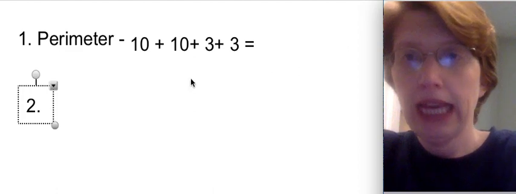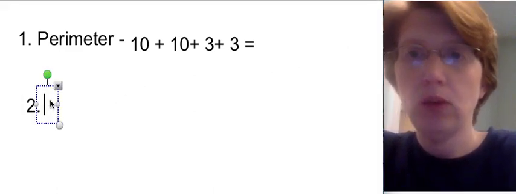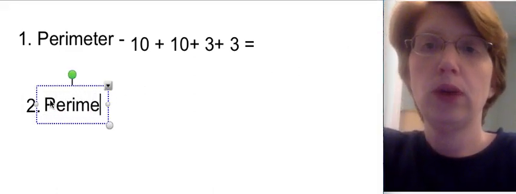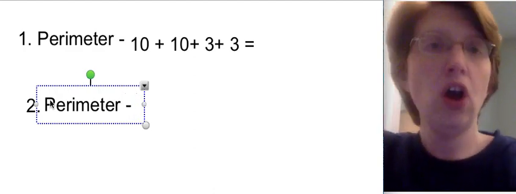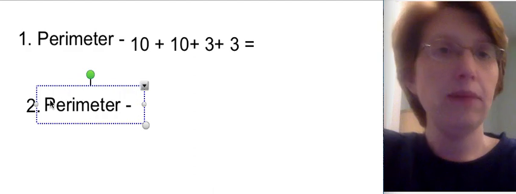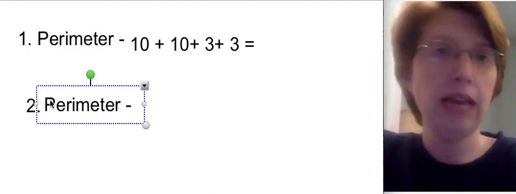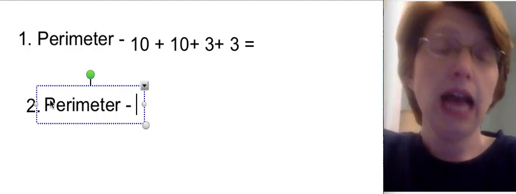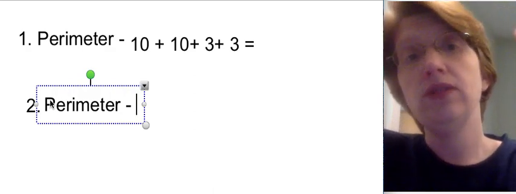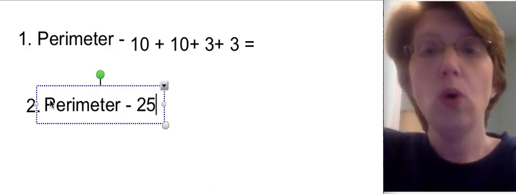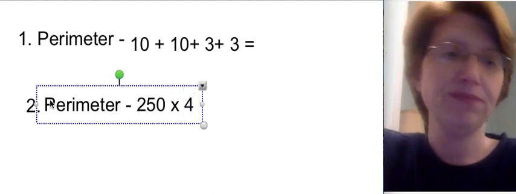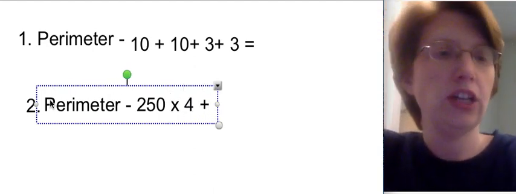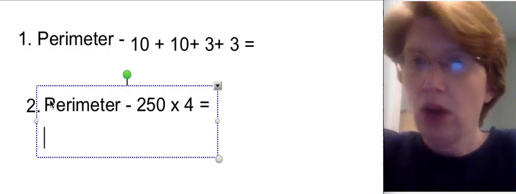So, again, I know that I am going to be finding perimeter. And how? If it's 250 feet long and 250 feet wide, that means that all the sides are the same. So really, I can add 250, 250, 250, 250, or I can do 250 times 4, right? You're with me, aren't you? Okay.